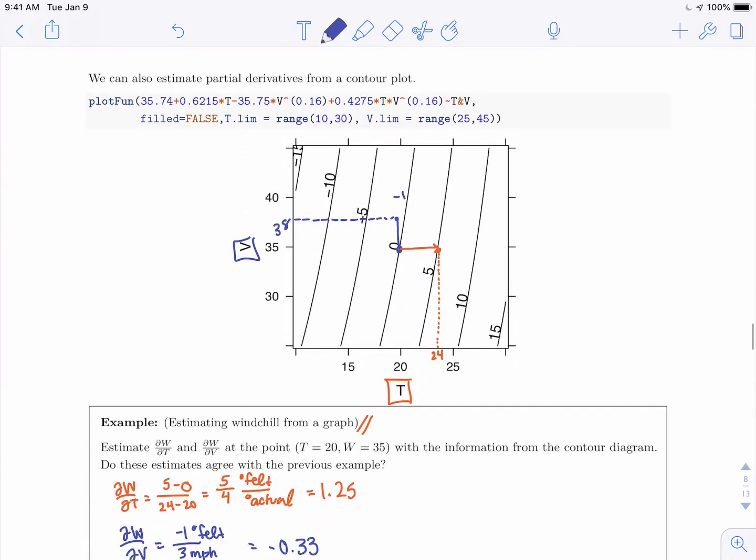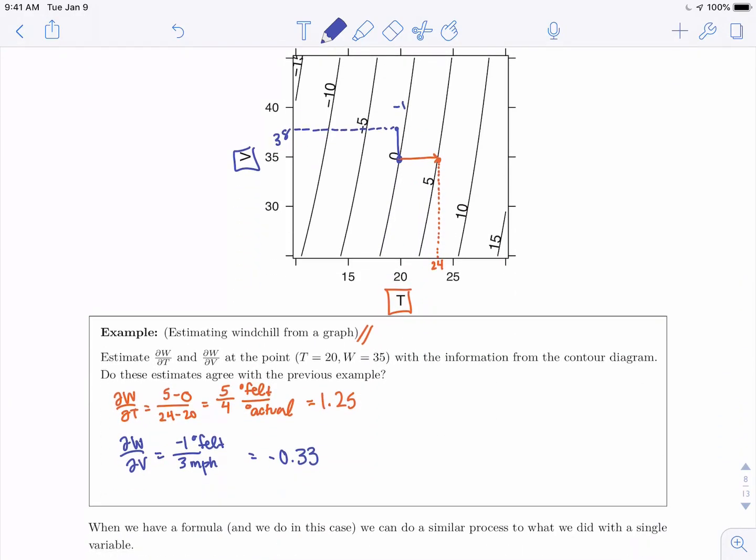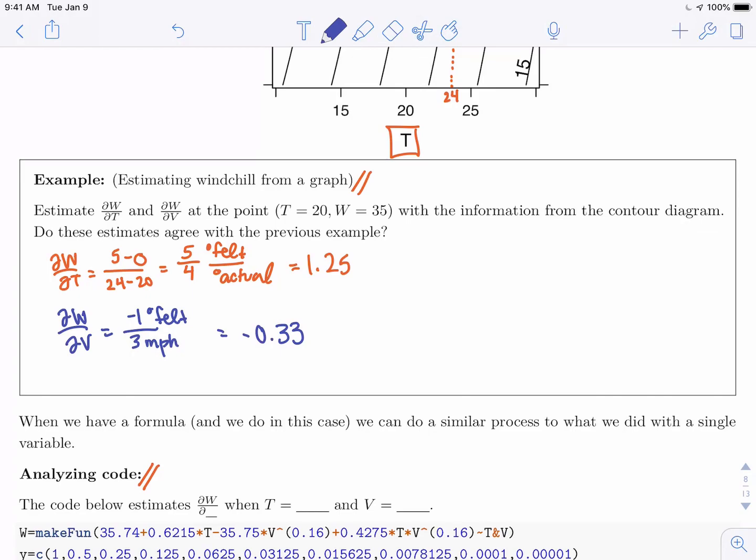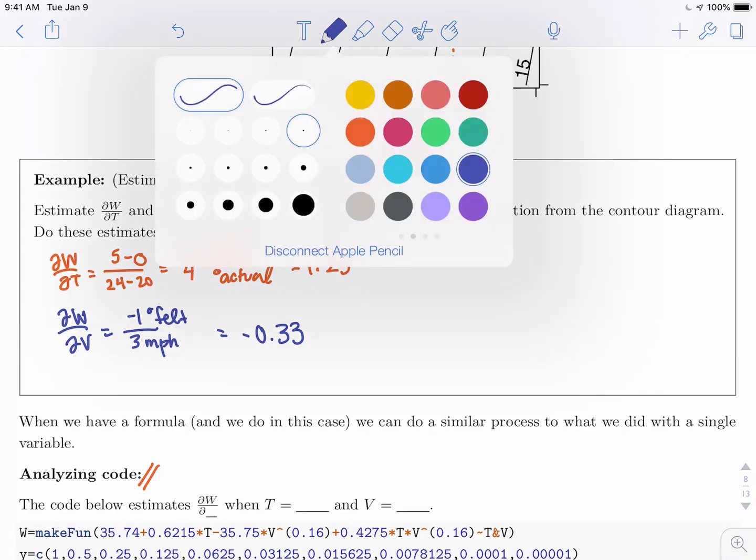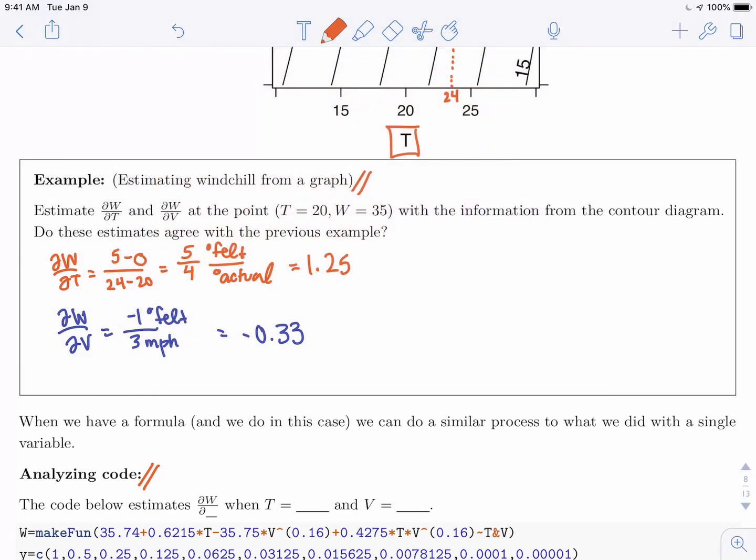One thing to give yourself a mental check is that partial W partial T is positive, and partial W partial V is negative. But this makes sense. We've talked about, particularly when we went back and did cross sections, that the wind chill should decrease as wind speed increases, and that's why we get a negative derivative. Similarly, when temperature increases, our wind chill should also increase. So everything that we know about increasing and decreasing does hold for partials.